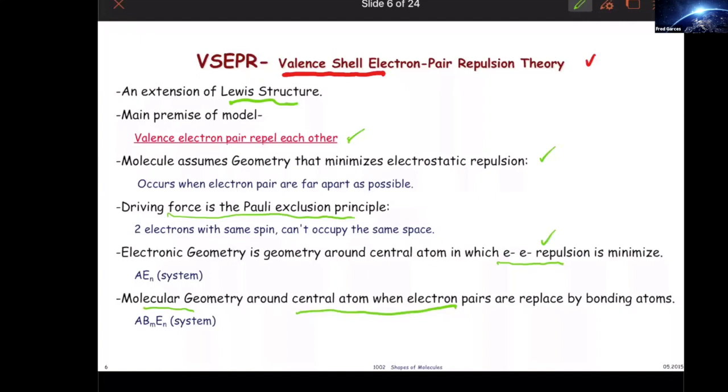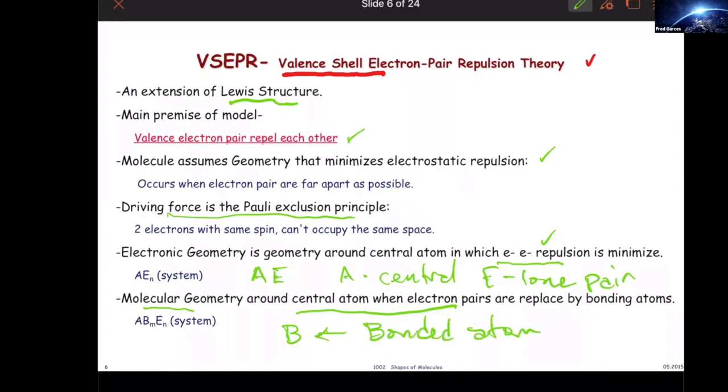In the electronic geometry system, we call it the AE system, where A is the central atom and E is the lone pair. When we go to the molecular geometry, we introduce B, which are the bonded atoms. So this is just a notation to give us an idea of how to classify a central atom in a chemical.